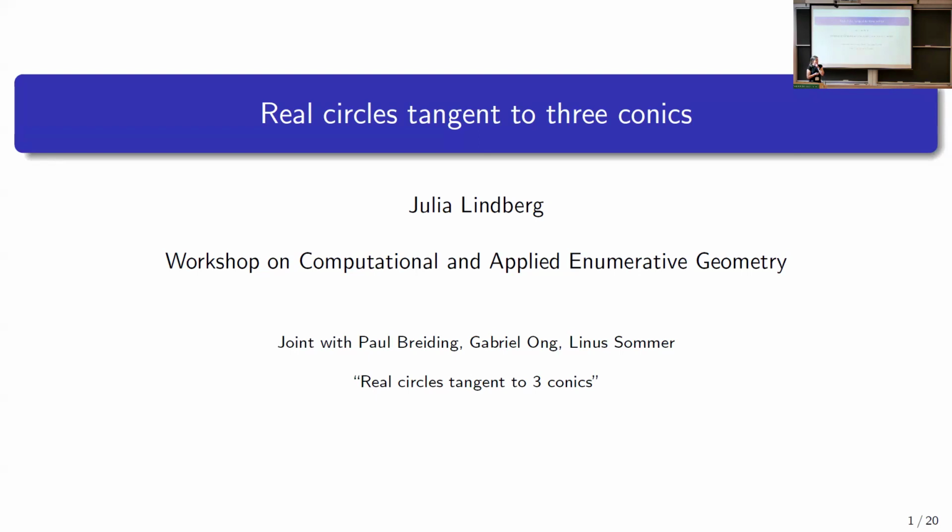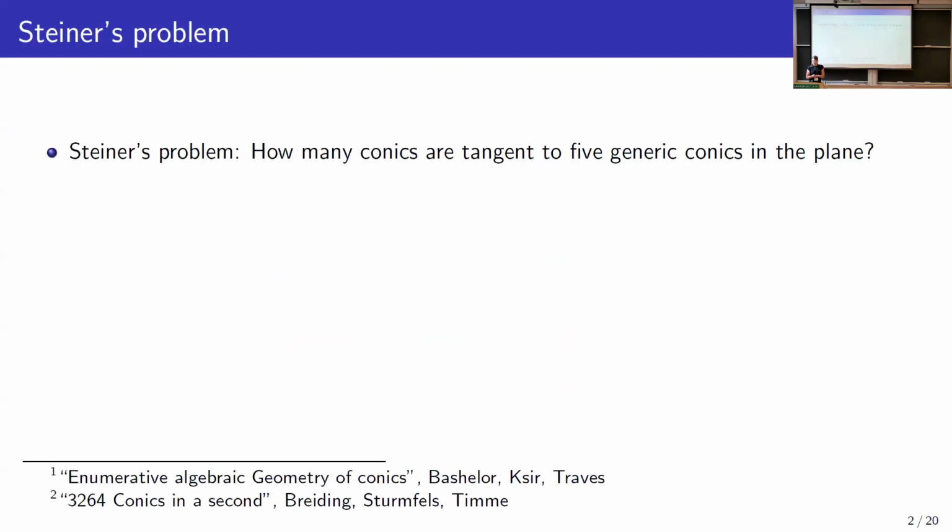Okay, so this problem is a variant of a very classical problem. There's this problem called Steiner's conic problem. And what it asked was how many conics are tangent to 5 generic conics in the plane. So I just randomly think of 5 conics in the plane, and I can ask how many conics are tangent to these.